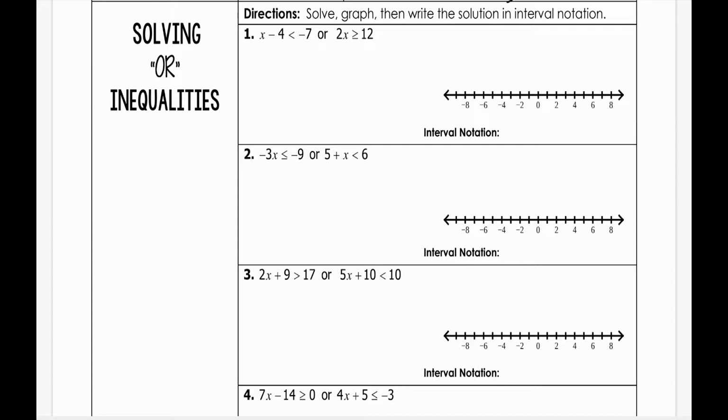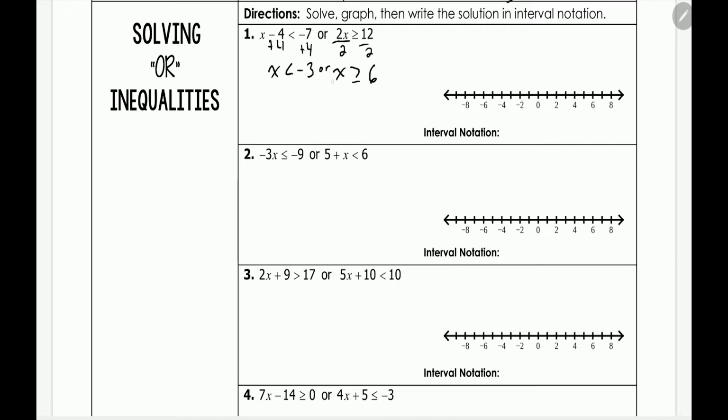So I'm going to go through a few, and if you have any questions, be sure to ask. So number 1, we have x minus 4 is less than negative 7, or 2x is greater than or equal to 12. Let's go ahead and solve the first one. We're going to add 4 to both sides. That leaves us with x is less than negative 7 plus 4, which is negative 3. And then we can solve the second one by dividing both sides by 2. So we have x is greater than or equal to 12 divided by 2, which is 6.